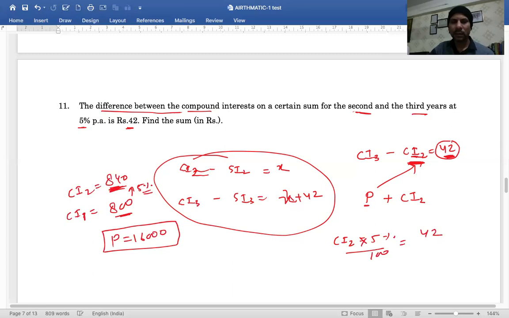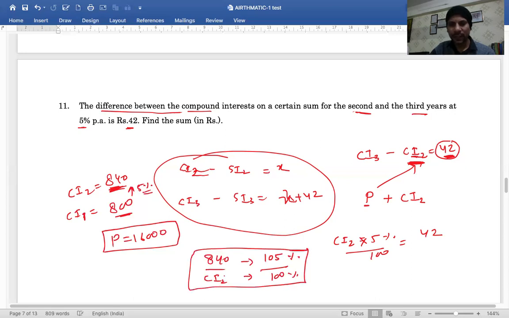Okay, so CI2 is 840. You can do it simply like this: 840 is 105%, and CI1 should be 100%, because whatever the CI1, CI2 should be 5% more than that. So here you can find the value of CI1, which is 800, and CI1 is 5% of principal, so you can find the value of principal as well.